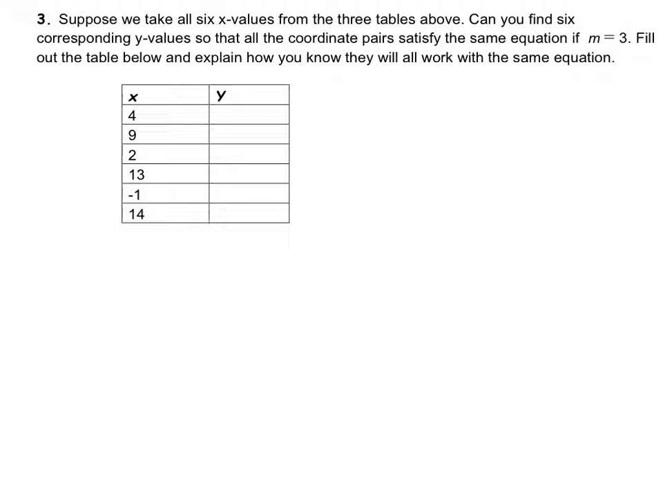All right, number 3, suppose we take all 6 values from the 3 tables above. Can you find 6 corresponding y values so that all the coordinate pairs satisfy the same equation if m equals 3? Fill out the table below and explain how you know they will all work with the same equation. So once again, we're focusing on the proportionality of the slope to the rate of change of these numbers. Take a moment, I'll give you a few minutes to do this one. Take your time. If you need help, turn to a neighbor.